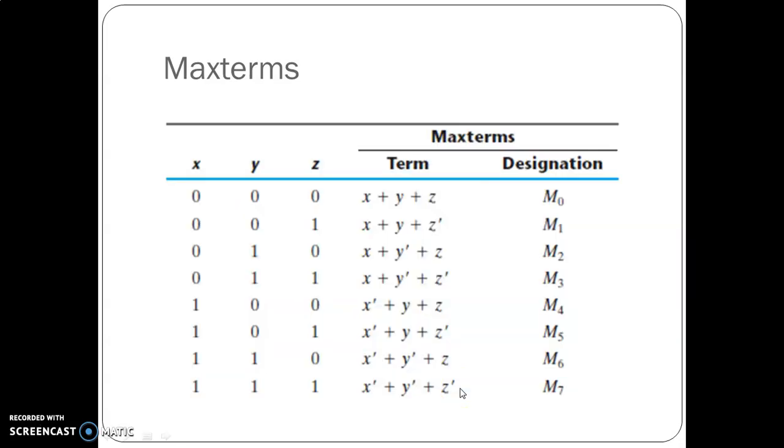The same way, now x, y, z takes 3 variables. Since there are 3 variables, there will be 2 power 3, 8 different combinations. So the 8 different maxterms are shown here in the table, and the designation is also shown here. Since x, y, z, all 3 take value 0, all your x, y, z are unprimed here. So it is x plus y plus z. Here it is 0 0 1. So it is x plus y plus z bar. The corresponding designation is capital M1.